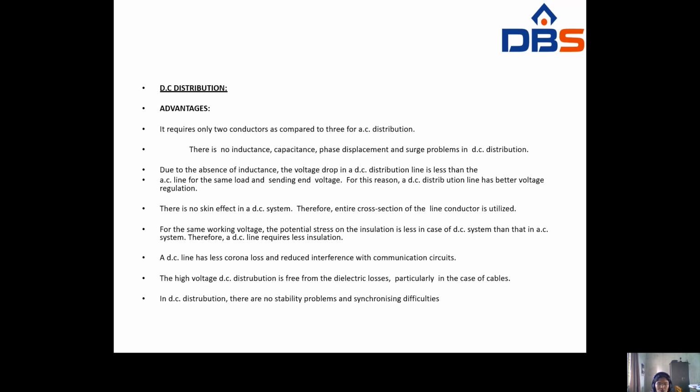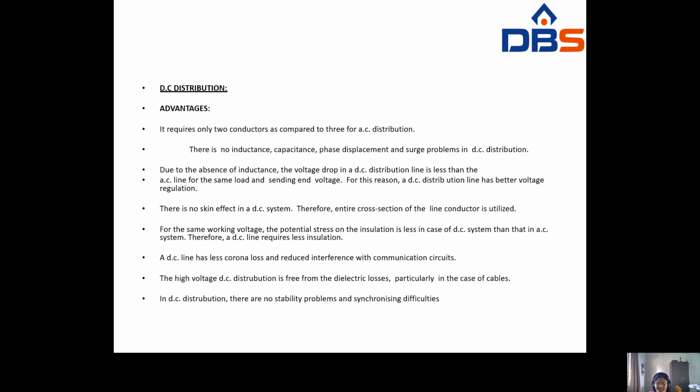In a DC distribution system there is no inductance, capacitance, phase displacement and surge problems. If there are 3 phases, displacement occurs between any 2 phases, but here you have only 2 wires. That is why there are no inductance, capacitance, phase displacement and such problems in DC distribution systems.